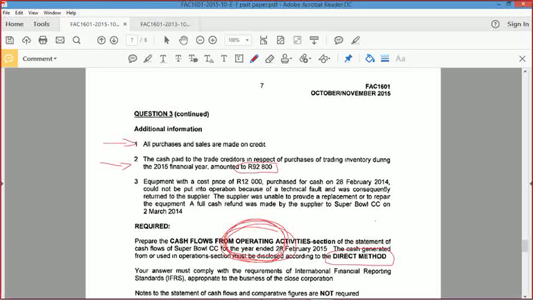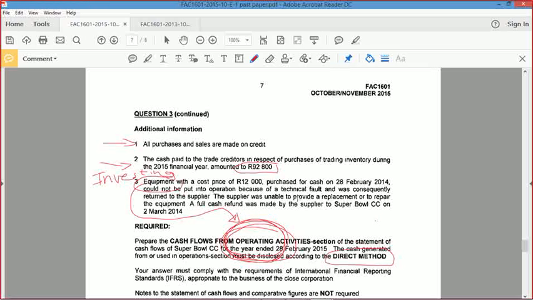What did the examiner want me to focus on? Operating. So don't waste your time drawing up timelines, calculating amounts, doing all sorts of workings, and you're going to do that for nothing. Because you're not focusing on what the question is asking for. Only focus on operating. Equipment is which section? Equipment is investing. It's PPE, property, plant and equipment. Exactly. So I'm not going to look at that for this question because it's not necessary.